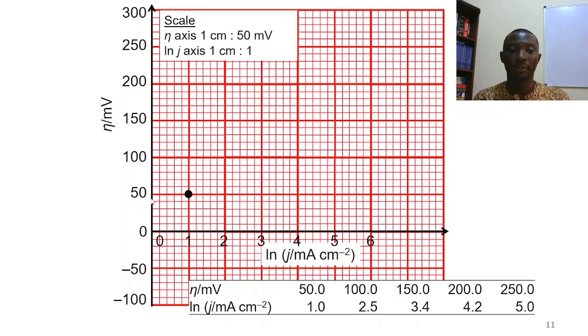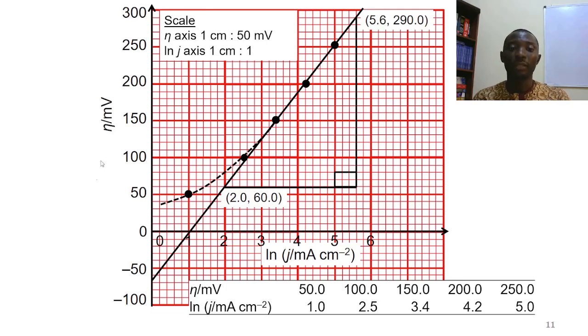We make our first point plot. Place our first points, 50 against 1, 100 against 2.5, 150 against 3.4, 200 against 4.2, and 250 against 5. Draw a straight line. Obviously, you can see that the point at 50 is off the line. If you recall from our lecture where we were deriving the equation of the Tafel plot, we assumed that the overpotential values were greater than 100 millivolts. So that's why at values less than 100 millivolts, there is this deviation from the linear plot.